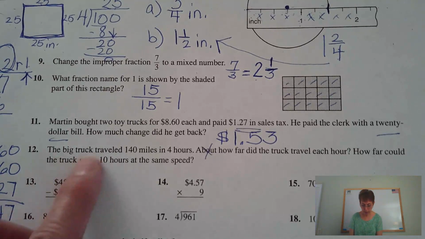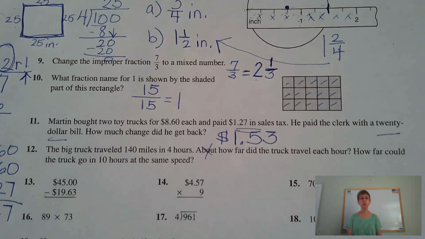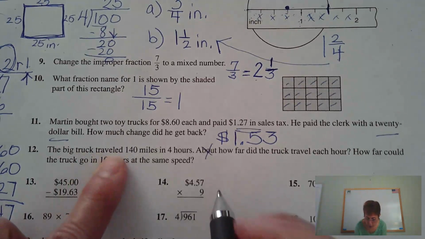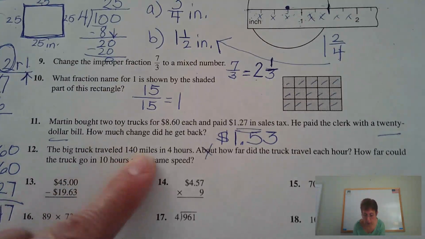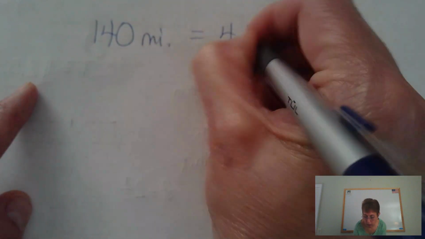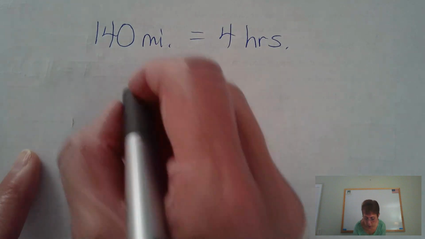Okay, so the big truck traveled 140 miles in 4 hours. Well, if he did 140 miles in 4 hours, how far did he go each hour? So we're going to do that first. Remember, there are two questions here. We're doing the first one. So he goes 140 miles in 4 hours, and now we want to see, well, how far did he go in just one of those hours?